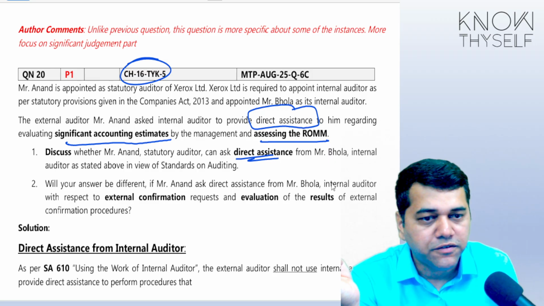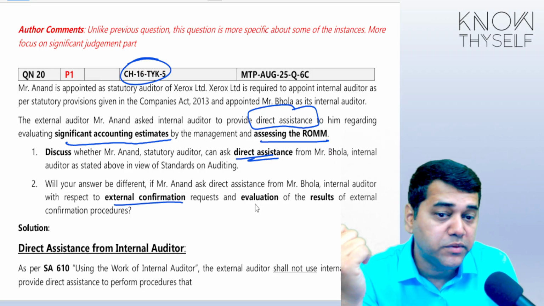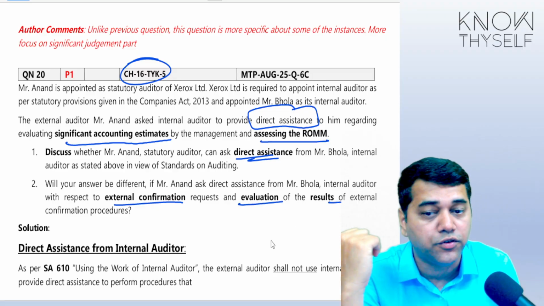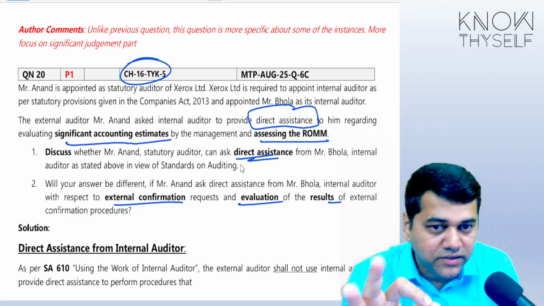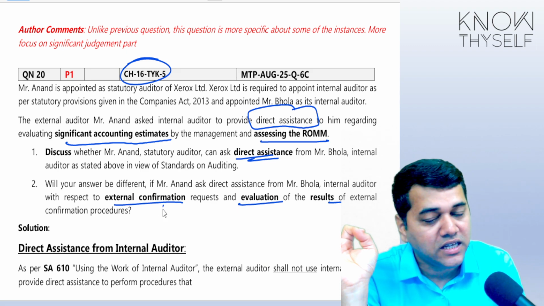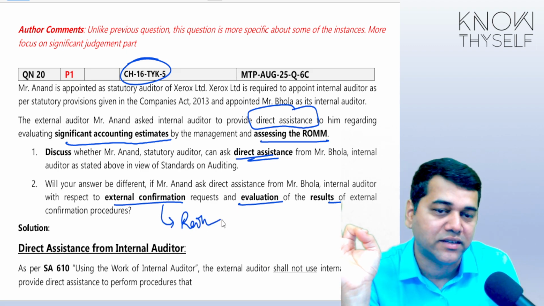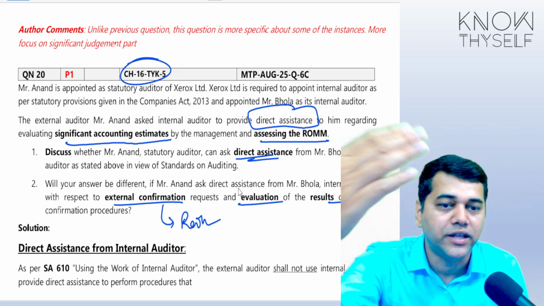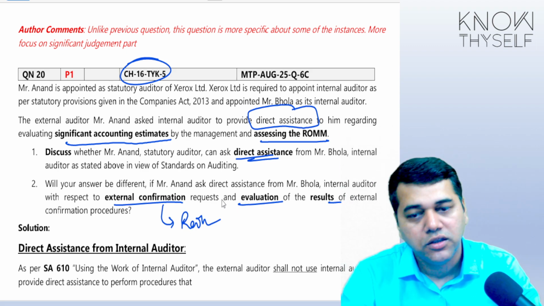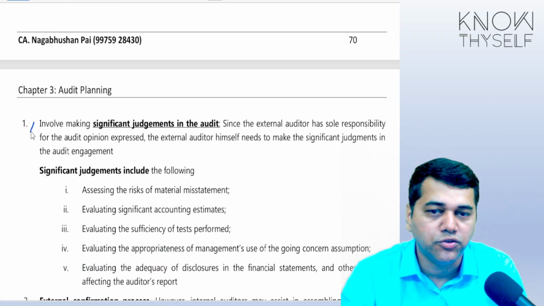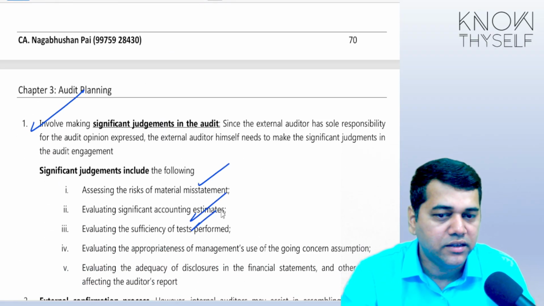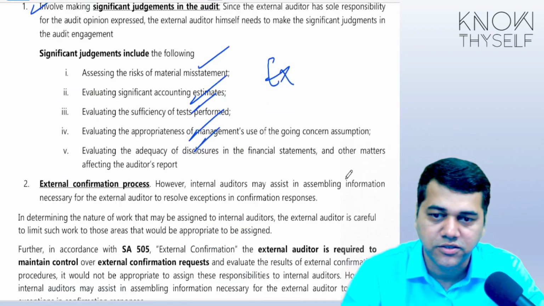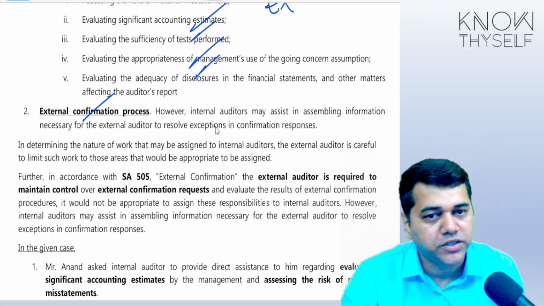Will your answer be different if it is in respect of external confirmation requests and evaluation of the results, if you can use it? No, none of these activities we can use it. But for external confirmation, we can use them for routine tasks, like I told you, couriering, following up and all. So you will write the same answer. You should not use them for significant judgment. And these are all examples of significant judgments. Okay, the external confirmation process also.